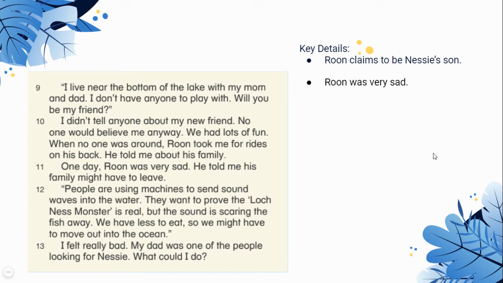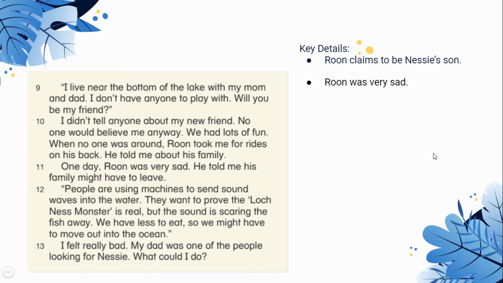Paragraph 12, "People are using machines to send sound waves into the water. They want to prove the Loch Ness Monster is real, but the sound is scaring the fish away. We have less to eat, so we might have to move out into the ocean." Again, that's more of a key detail about the events, not the theme.